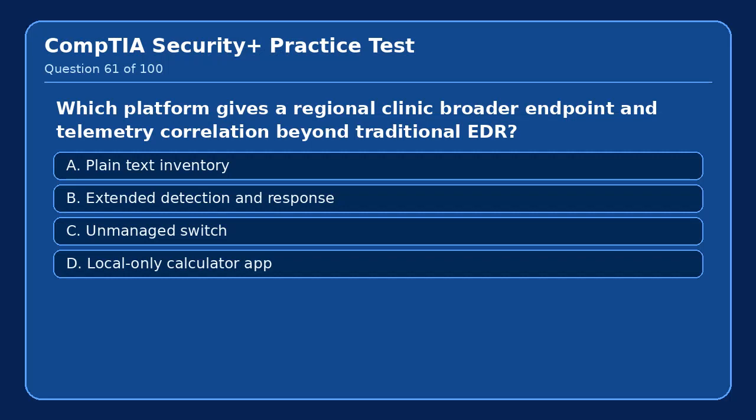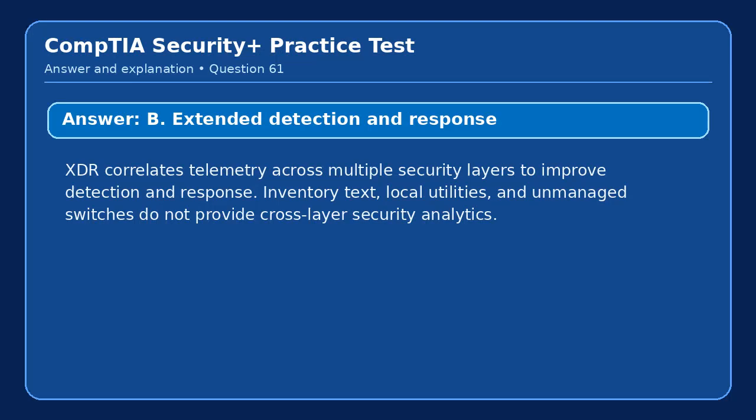The answer is A. Containerization or managed work profile. Containerization keeps business data managed and separable from personal content. Public sharing, no encryption, and broad administrator rights increase data exposure.